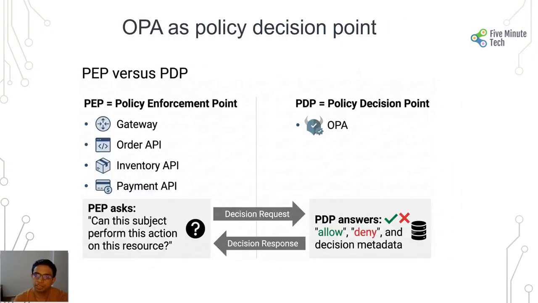Now, OPA is a policy decision point, or PDP as we call it. It evaluates the policy, but it does not sit in front of the APIs and magically secure everything by itself. The enforcement points, the gateway and the resource API, must collect context, call OPA, receive the decision, and enforce it. This distinction keeps responsibilities clear. OPA owns policy evaluation; the API owns request validation, resource loading, enforcement, error behavior, and auditing.